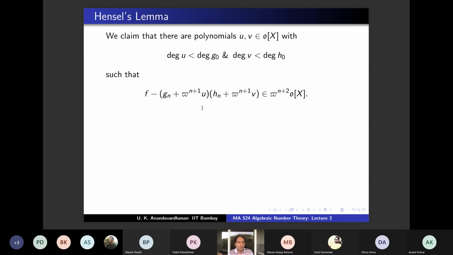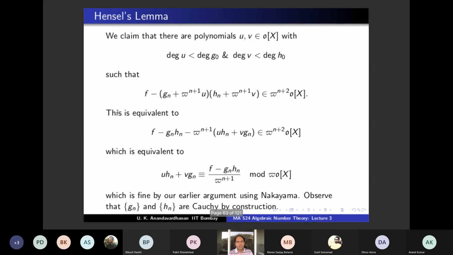So considering a polynomial is the same as considering a certain tuple, because each of them has the same degree. So it's considering the same R tuple. If the degree of G0 is R, it's considering an R tuple. So you have got a Cauchy sequence. So it converges to a polynomial G. And from this condition, f minus the product belongs to this. At each stage it happens. Therefore, f becomes G times H.